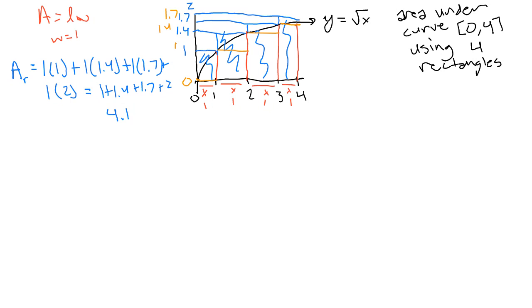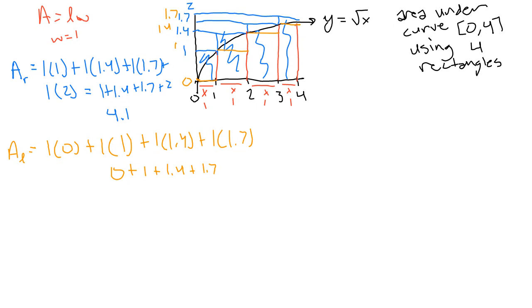So we can say that our area from the left is going to be 1 times 0 plus 1 times 1 plus 1 times 1.4 plus 1 times 1.7. So that's going to get us 0 plus 1 plus 1.4 plus 1.7. Wait, I misadded right here. Our left endpoint is going to get us 4.1. Our right endpoint gave us 6.1. I apologize, I misread my notes.